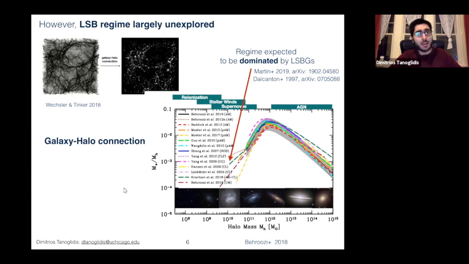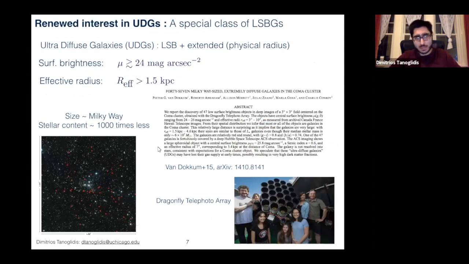And as I said, there has been a renewed interest in a special class of LSBGs called ultra diffuse galaxies, pretty much LSBGs with large physical radii. Why? Because you can see this here, and it is interesting that they found many of these galaxies and sparked this interest using a camera made of things that you can buy online and assemble, this telephoto array. They found many galaxies of this type in the Coma cluster. The interesting thing about them is that they had sizes comparable to the Milky Way, but with a stellar content 1,000 times less than the Milky Way.